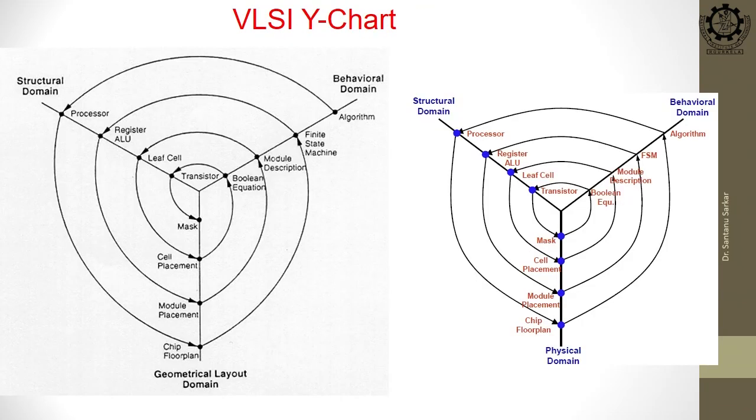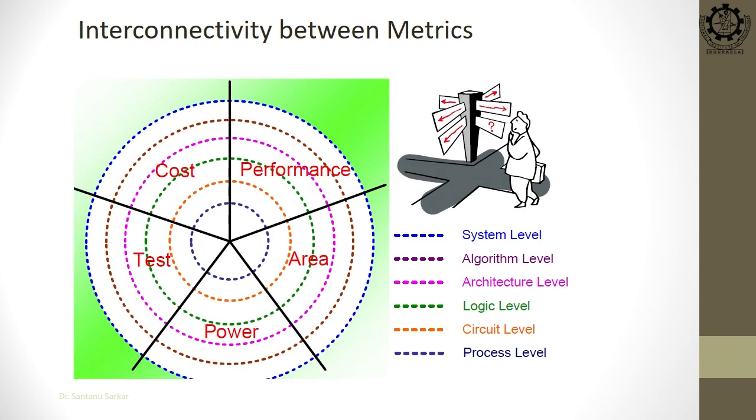This is the Y chart between the structural, behavioral and geometric layout design, and from system level to cell level all the connections are drawn like that. Okay. At the very basic level we have the transistor and we are going to the full system.